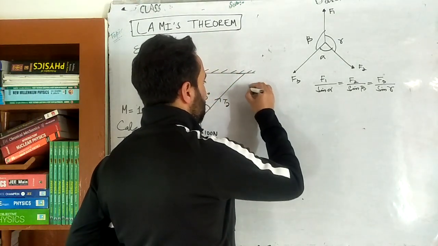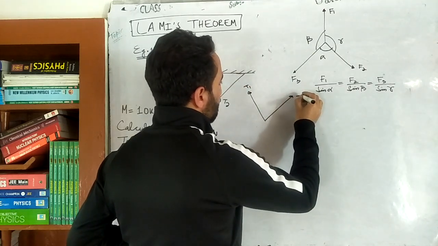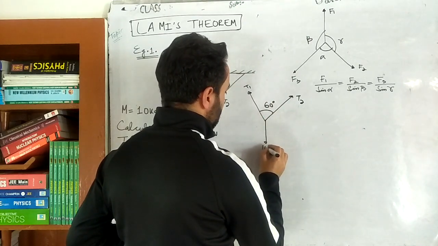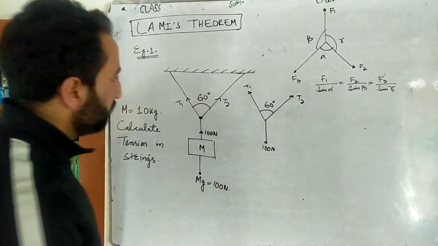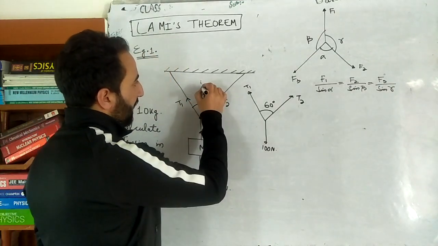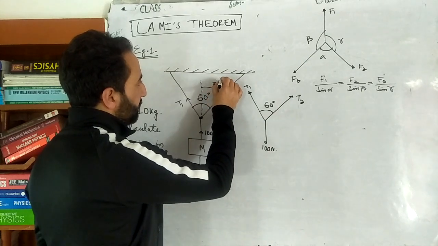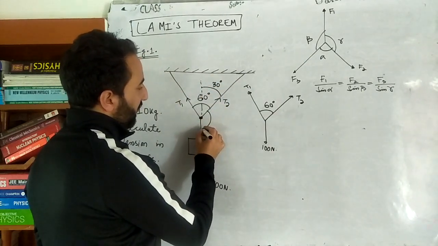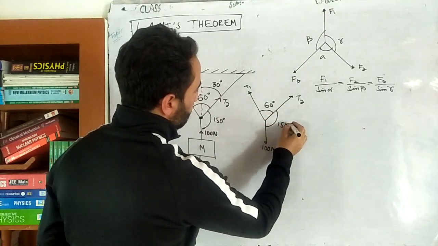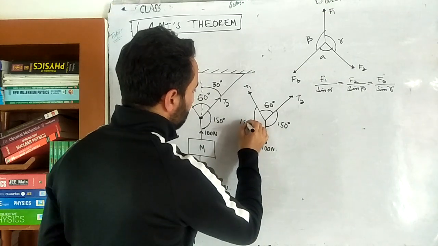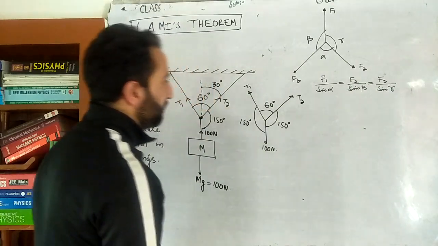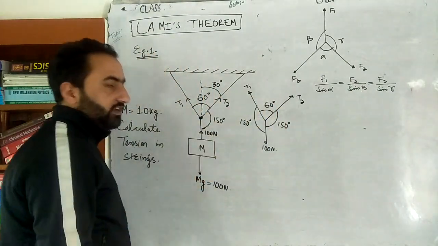One force along this direction is T1, another force along this direction is T2, and the angle between them is 60 degrees. Another force in this direction is 100 Newton, which is given. Now, what about the other angles? If this is 60, I will draw the angle bisector, so this will obviously be 30 degrees. So this angle is 180 minus 30, that's 150 degrees. Obviously this angle must also be 150. So 150 plus 150 is 300, and 300 plus 60 is 360 degrees. Make sure that the summation of all these angles is always 360 degrees.